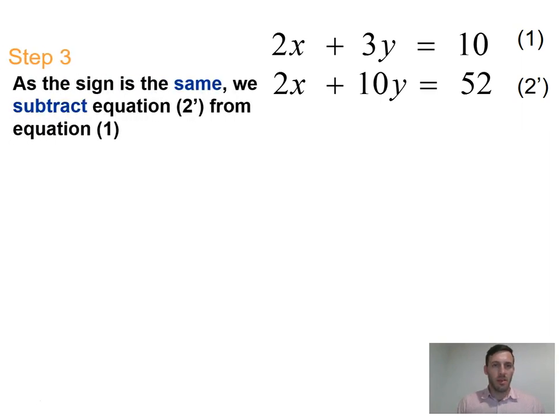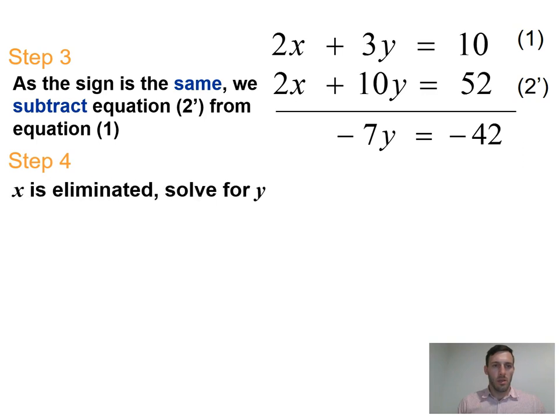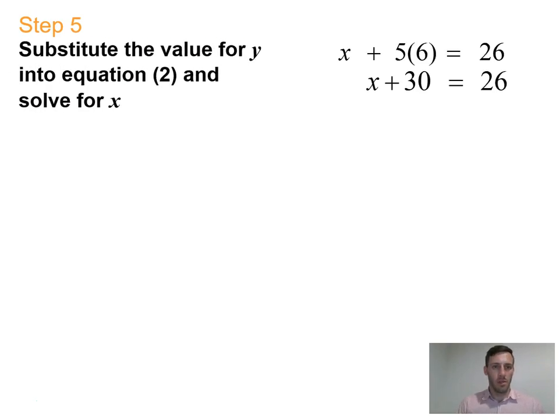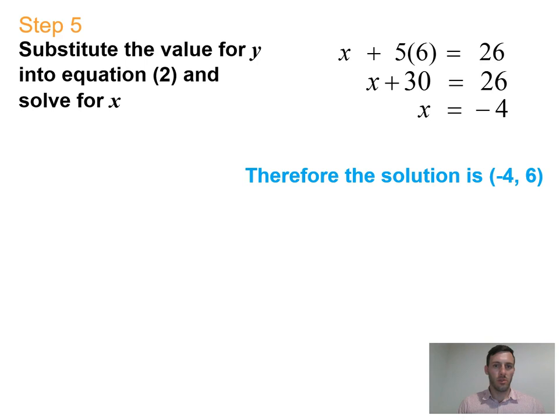Because x has the same sign, we need to subtract equation 2 from equation 1. And that will give us 0x minus 7y equals -42. Now x is eliminated, we can solve for y, and that works out nicely. We get y equals 6 because we're dividing by -7 on both sides. Now we can substitute that back into our original equation and solve for x. And we get x equals -4. So the solution to these equations was x equals -4, y equals 6.